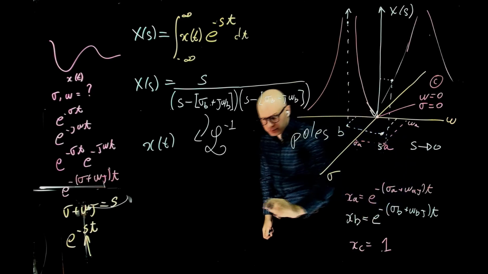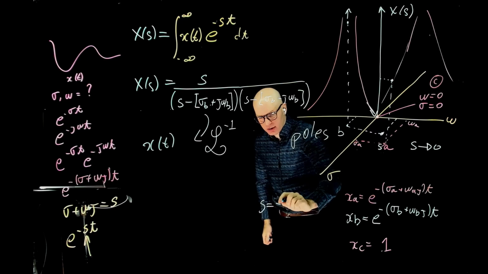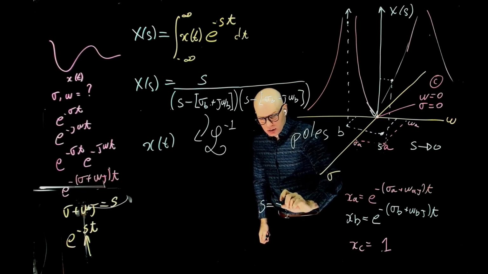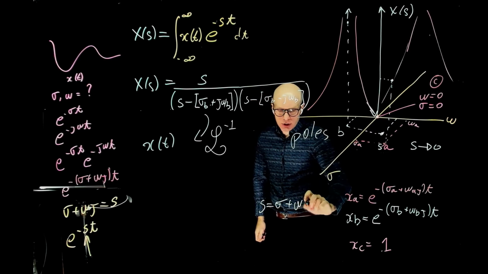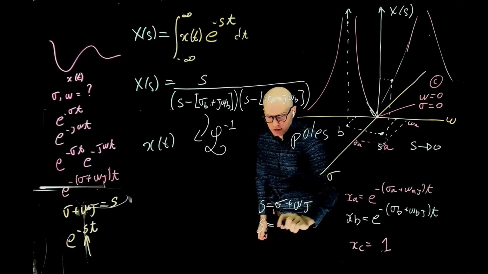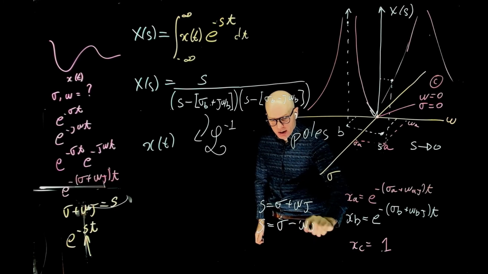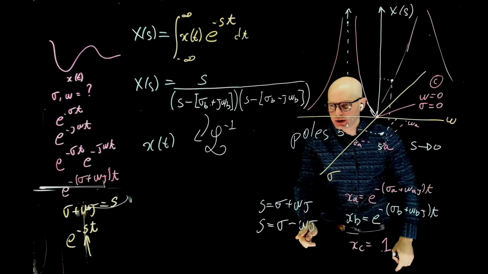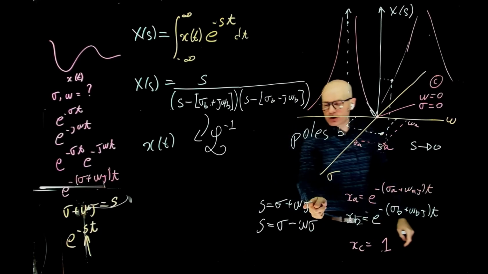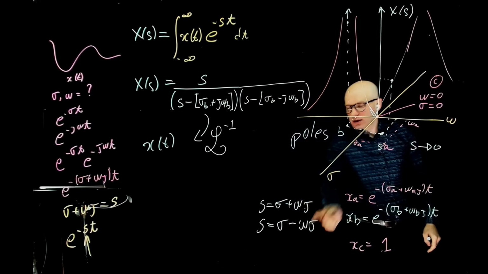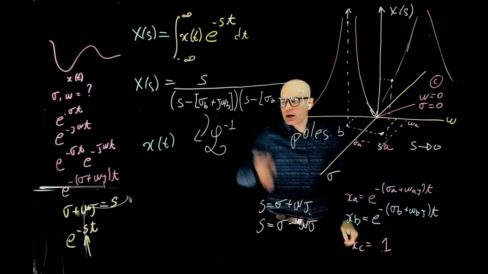If you have s equals to negative sigma plus j omega, the complex conjugate of that is sigma minus j omega. If you have one, you must have the other one. Right? So if you have one peak for this one, you must have another peak for that one, right? And both are accounted for.